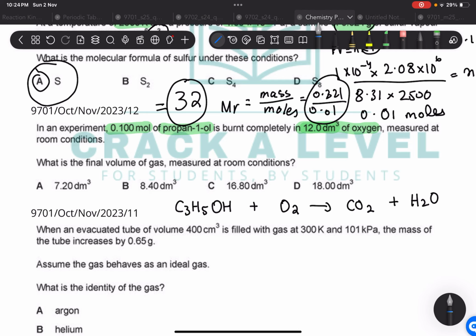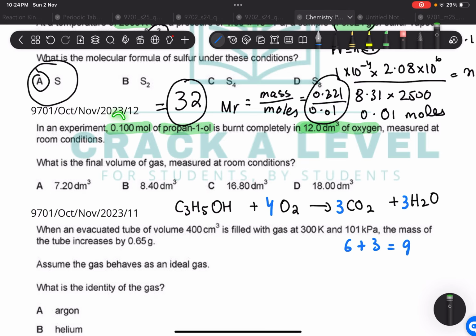So we have 3 oxygens on this side. Let's put a 3 here. And now we have 6 hydrogens on this side. Let's put a 3 here. How many oxygens do we have? 3 2s are 6 plus 3. These are 9 oxygens. So let's put a 4 here. 4 2 times is 8 oxygens, and this one is the 9th one. So 9 oxygens here, 9 oxygens here. The equation is perfectly balanced.